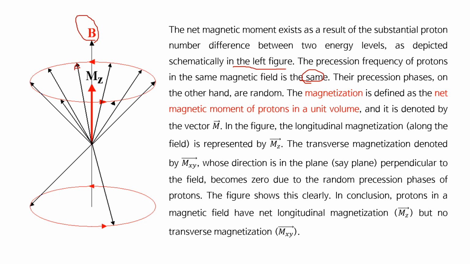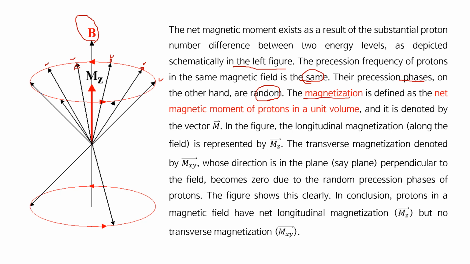Their precession phases, on the other hand, are random. So the starting points of precession are different. These are called phases. The precession frequencies are the same, but the phases of every nuclear spin are different.